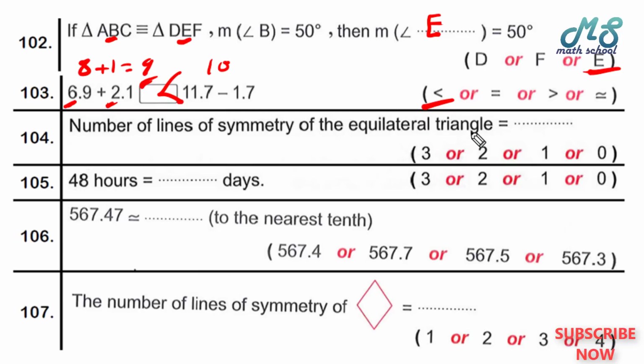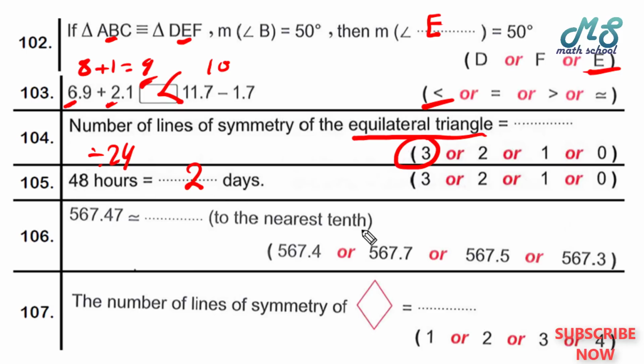Number of lines of symmetry of an equilateral triangle, repeated of course, it's 3 lines of symmetry. 48 hours equals how many days, mister? Just divide by 24, and we all know that 48 hours is 2 days, or 2 days is equal to 48 hours.